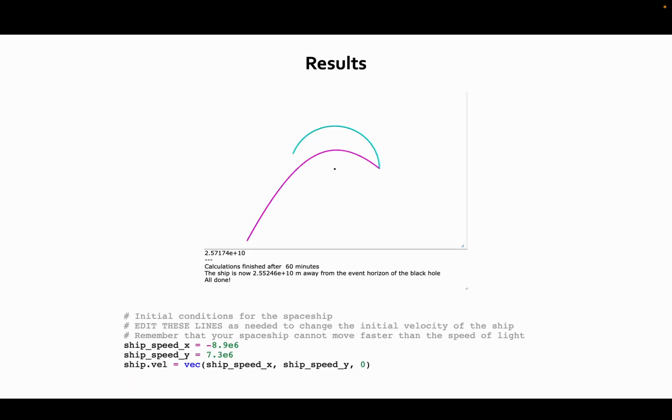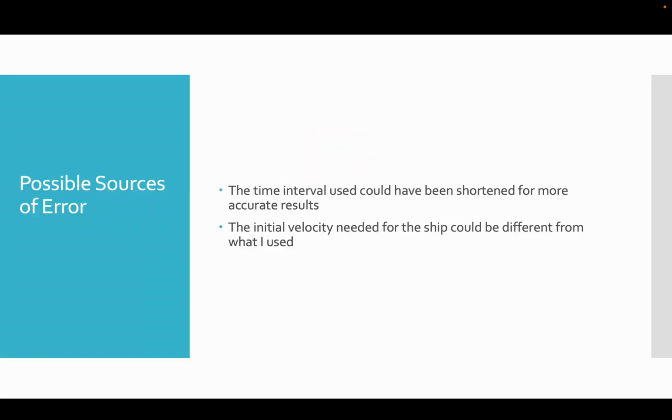As for the results, the ship made it past the black hole with an initial velocity of negative 8.9 times 10 to the 6, and then 7.3 times 10 to the 6, and then 0, and ended up 2.55246 times 10 to the 10 meters away from the black hole.